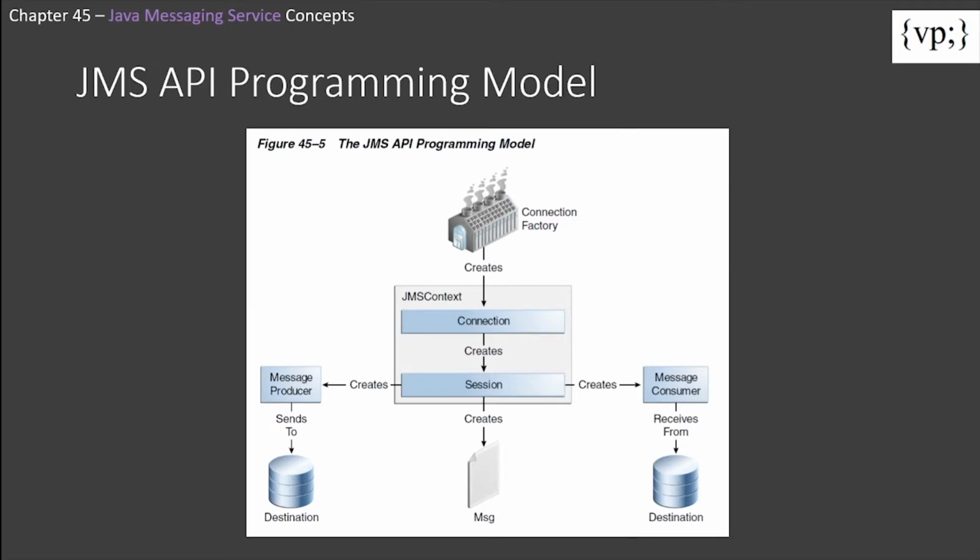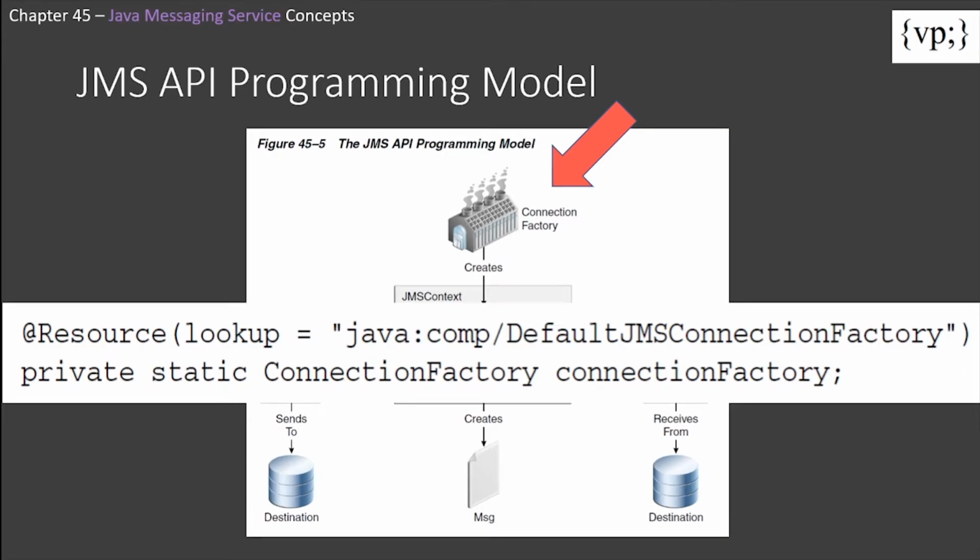Now, the JMS API programming model. These are the basic building blocks of a JMS application. So first of all, let's take a look into our connection factory. These are used to create a connection to the JMS provider, which can then be used to create sessions for the producers, JMS clients that produce messages, and consumers, JMS clients that consume messages. This is how you would programmatically create a connection instance.